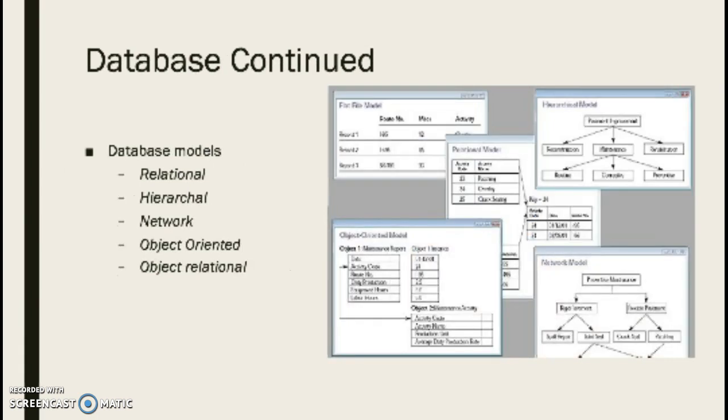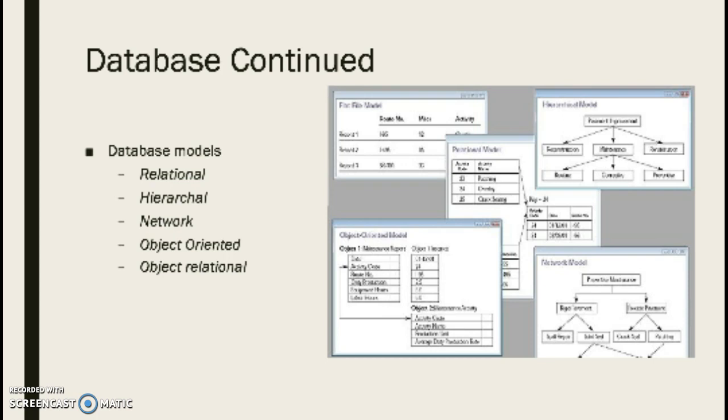Moving on, database models. There are five main models: relational, hierarchical, network, object-oriented, and object relational. In my opinion, relational is going to be your most popular. This is where you have your typical columns and rows to organize your information. It's typically in a table format.